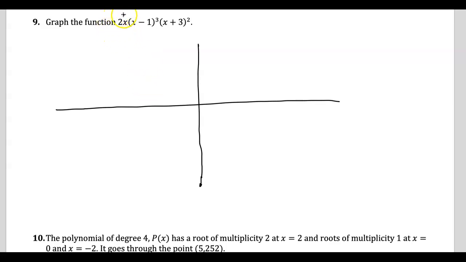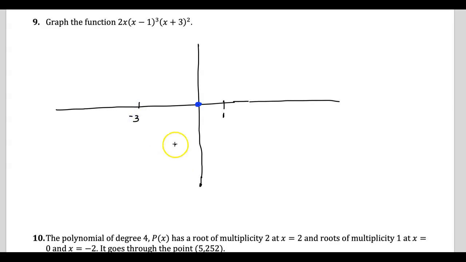So let's see. We know there's going to be a root at 0, multiplicity 1. So I'll put the roots in blue. Okay, so there's a root at 0. There's going to be a root at 1, positive 1. Okay, so I'll put a 1 here. Actually, let me move 1 a little closer. Okay, this is 1. And then negative 3, there's a root with multiplicity 2.